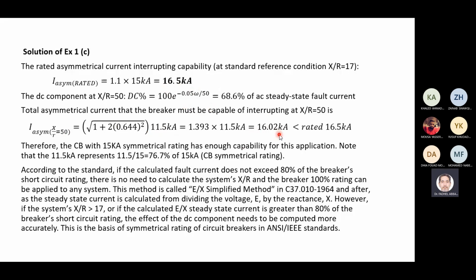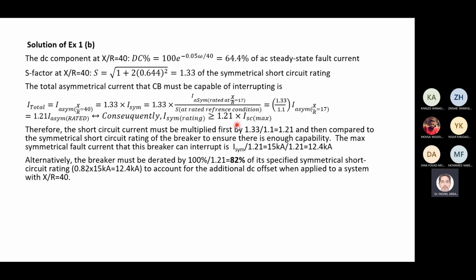هل هو يصلح الحين شباب؟ Yes, because the rated is more than this. Yeah, rated is more than this. So بالتالي هذا بريكر قادر انه يقطع ال 11.5 kA at non-standard XR ratio. طبعا احنا ما نحتاج نسوي هالشيء لو قلنا السؤال الحين is this breaker capable of breaking 11.5 at standard values of XR ratio 17. Yes, ما يحتاج اشيك.